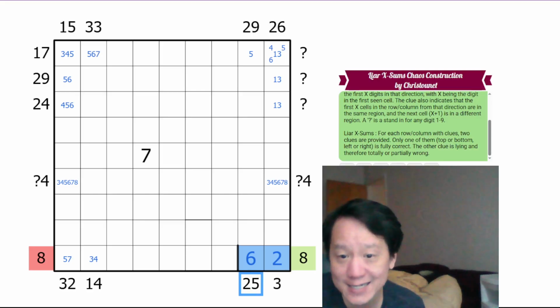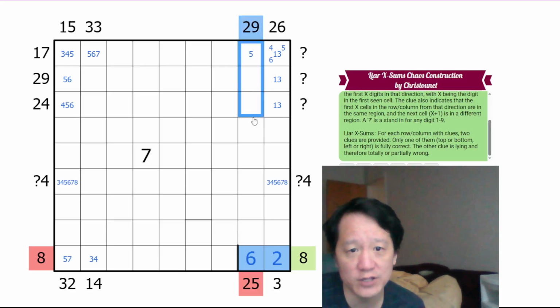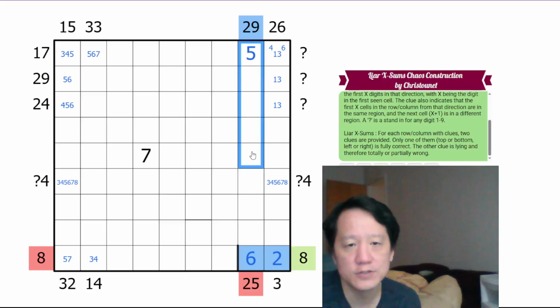So this is not valid, which means this is valid. So this is valid. This must be 5 in size. Interesting. Which means this can't be 5. So this is the same region. And this is a different region. So this is a boundary.